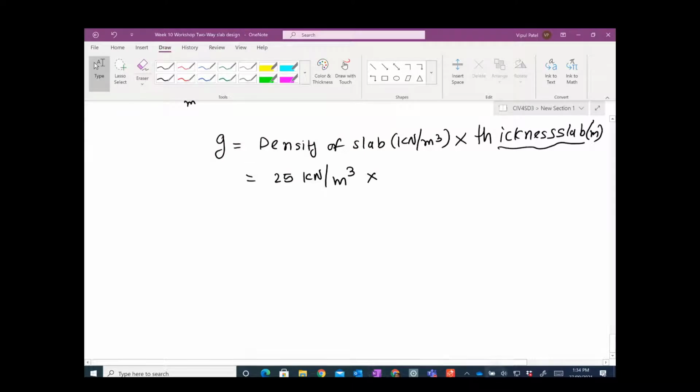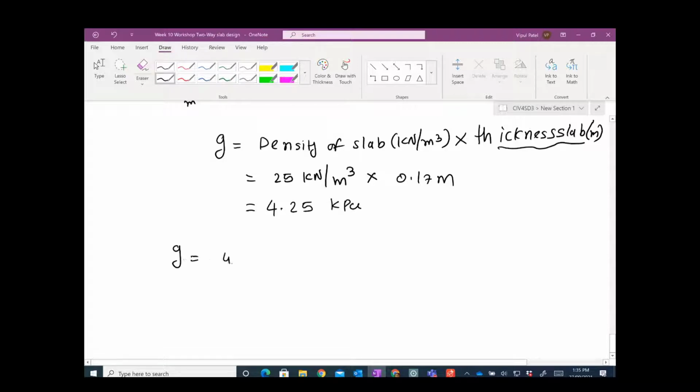So you have 0.17 meters. This will give you 25 times 0.17, which gives 4.25 as a dead load. That is the weight of the slab, by the way. This is in kilopascal, or kilonewton per meter square.